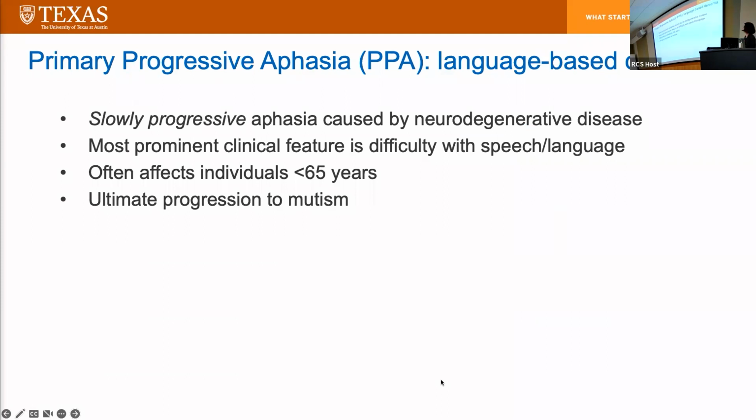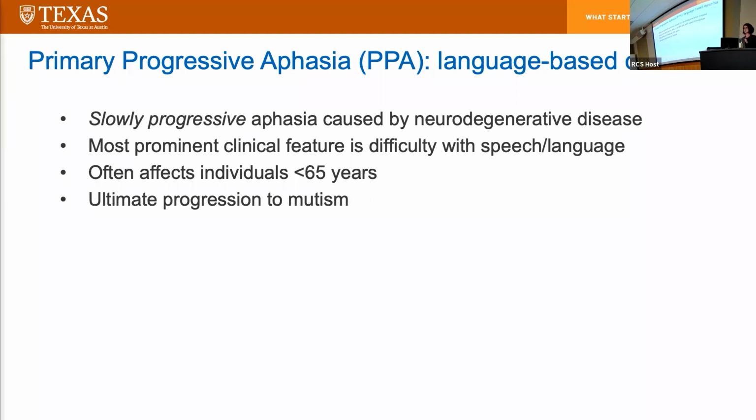So in this case, we refer to the aphasia as primary progressive aphasia, or PPA. And again, the underlying cause is brain disease. It's a type of dementia. We call it a language-based or language-led dementia. And it's different from other types of dementia because we see that the most prominent and the earliest clinical signs are changes in language. Often individuals with PPA experience their first symptoms before the age of 65.